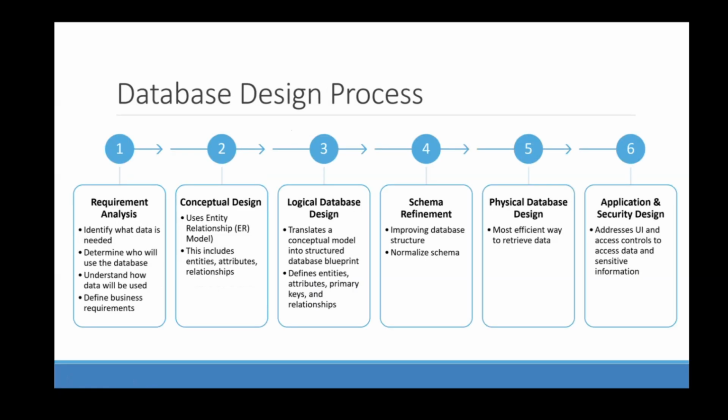First, starting off with the database design. This follows several structured steps in which we first determine what information the database needs to store and who will use it. Then we create a conceptual design using an entity relationship, or ER, diagram. Next, we'll organize the database structure, remove redundancies, optimize storage and performance, and finally, design the application interface and security controls.